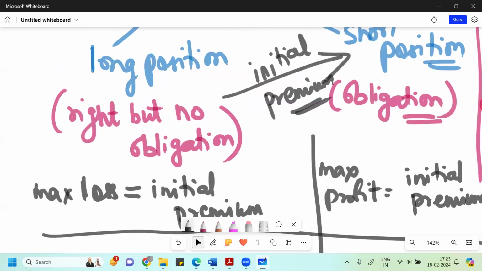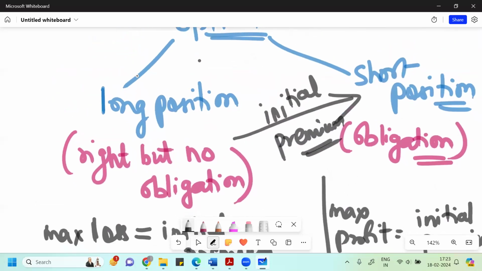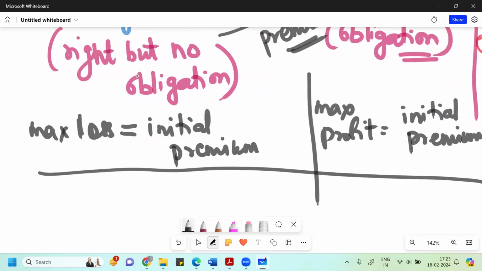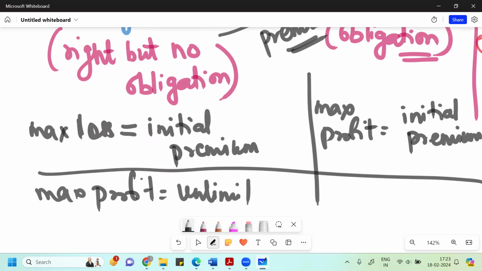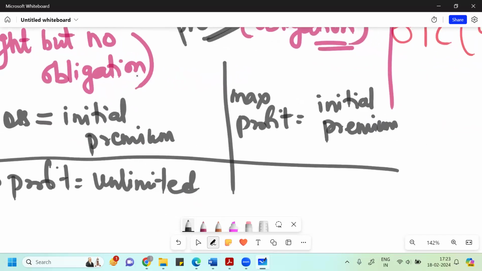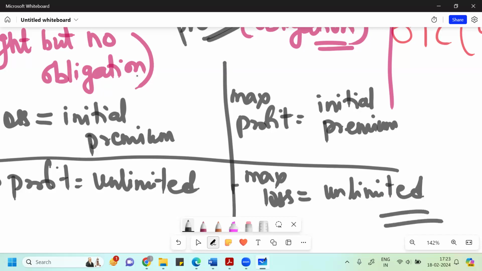So the person who takes the long position has the right but no obligation to follow the contract in the future. In order to enjoy that right, the long position holder pays an amount to the short position holder, which is the initial premium. That is the maximum loss he can get, while the maximum profit of the long position holder is unlimited, and the maximum loss of the short position holder is unlimited.